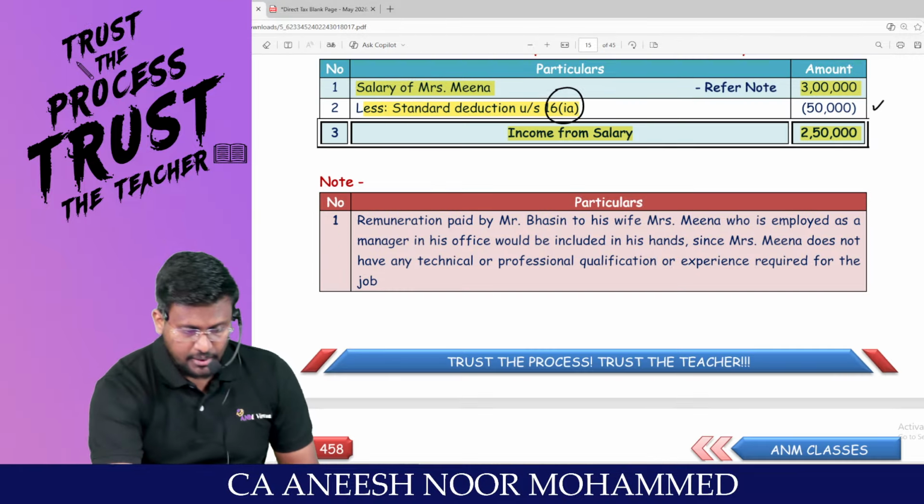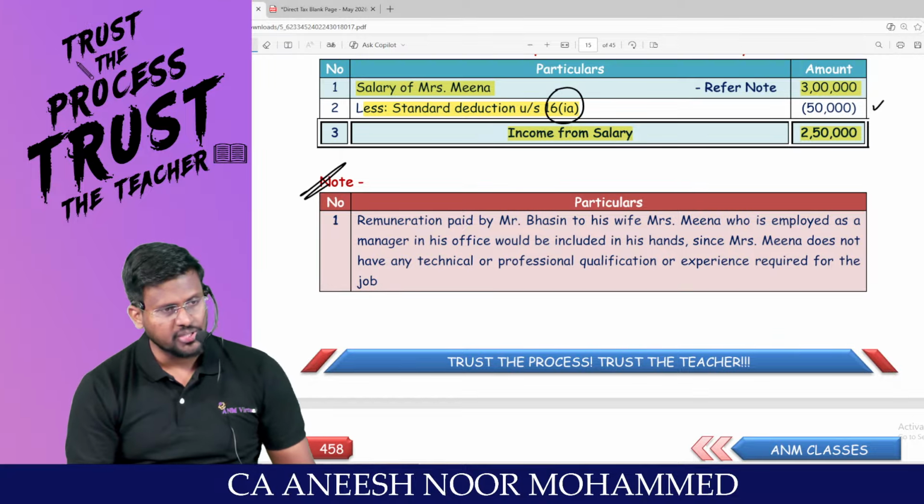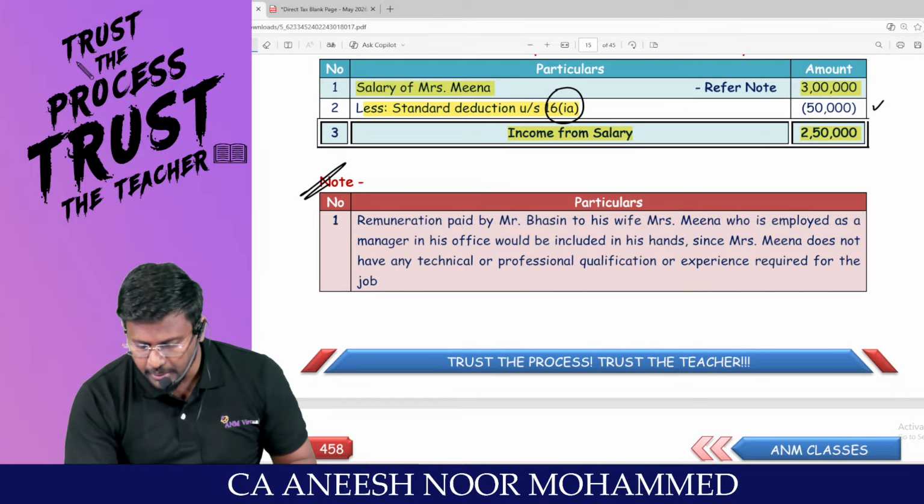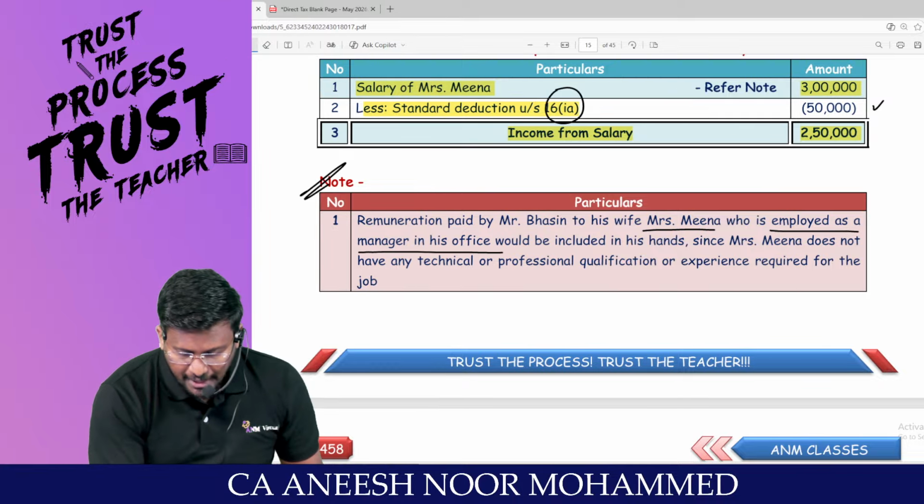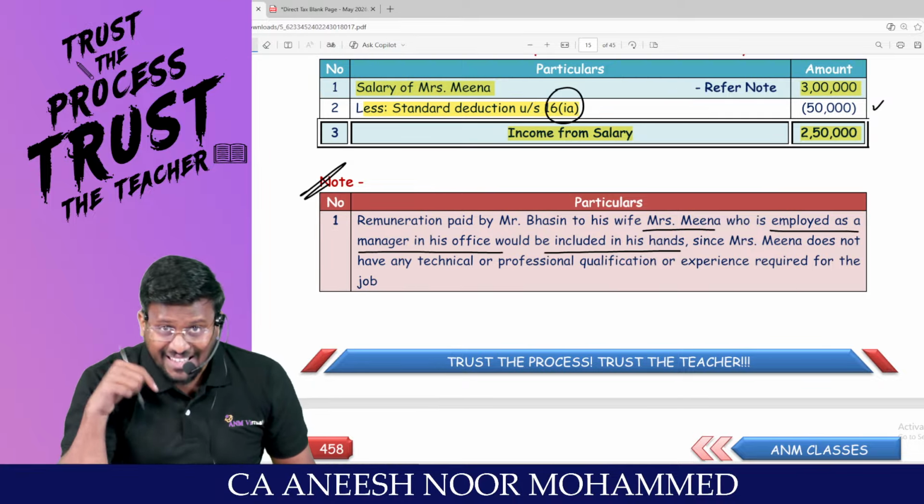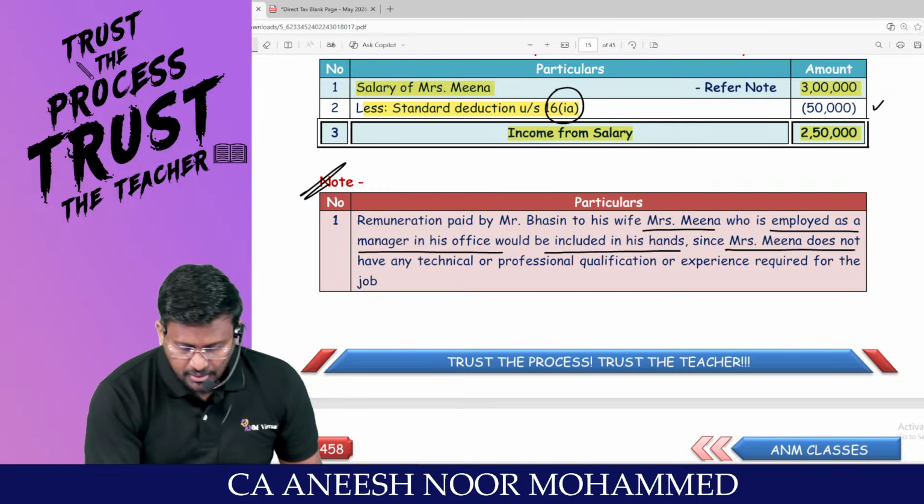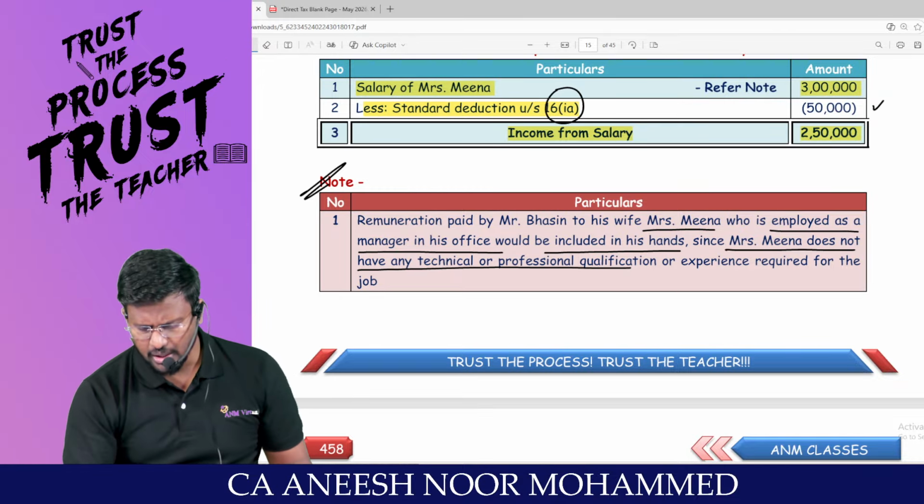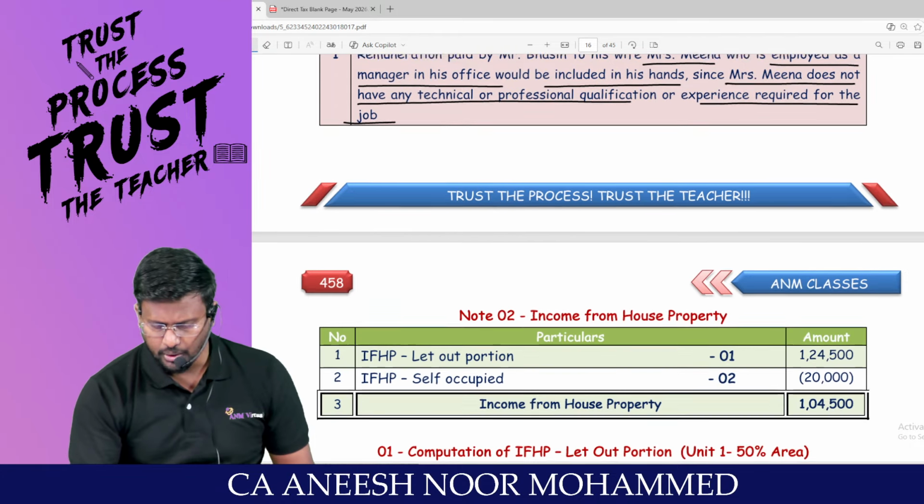Am I right? This note, don't forget to write. Remuneration paid by Mr. Bashin to his wife, Mrs. Meena, who is employed as a manager in his office, would be included in his hands, since Mrs. Meena does not have any technical or professional qualification or experience required for the job.